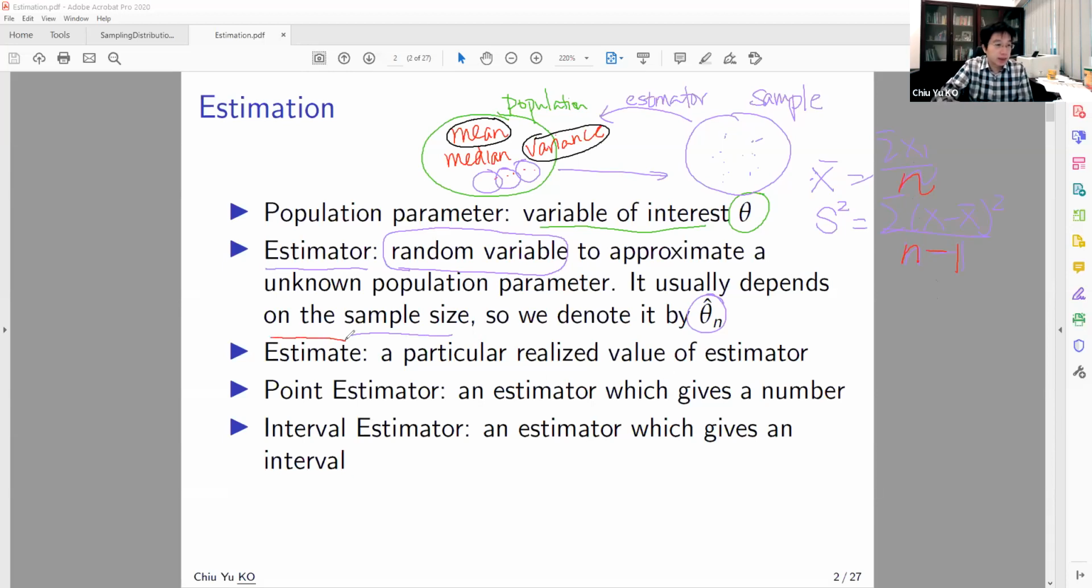And what's an estimate? Once you draw the sample, the exact value you get is the estimate. So it's a particular realized value. An estimator is the random variable.